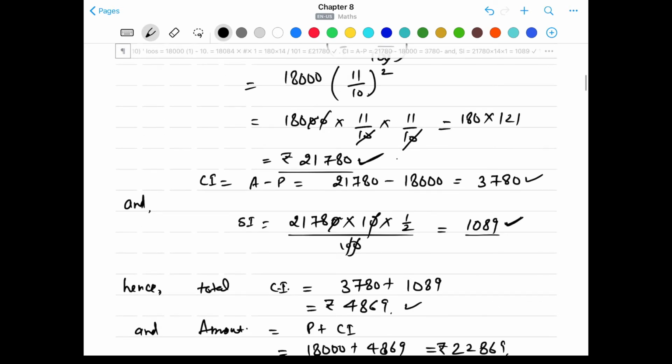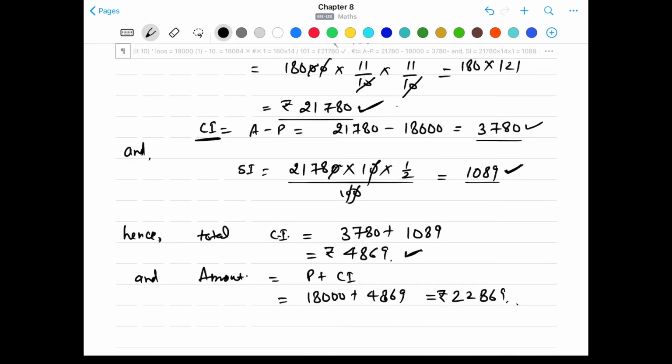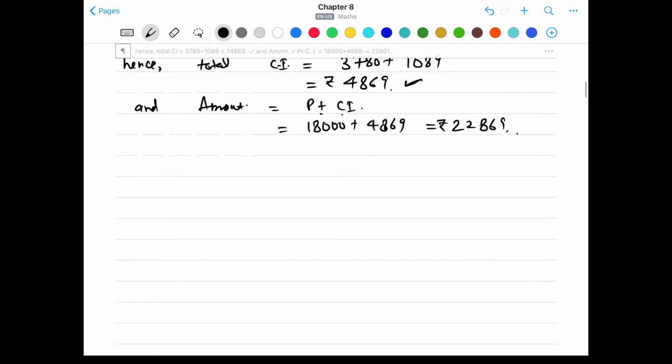From here we calculated the CI after 2 years, which is 3,780. So total CI will be 4,869, and the principal plus CI is the amount, which is 20,869. I hope you understood this question. Now let's move to part C of question number 1.